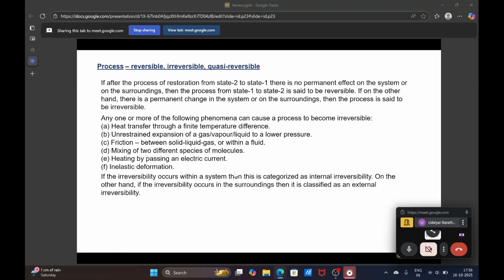Irreversibility can be categorized as internal irreversibility and external irreversibility. If the irreversibility occurs within the system, it's called internal irreversibility, and if it occurs outside the system, that is in the surroundings, it's called external irreversibility.